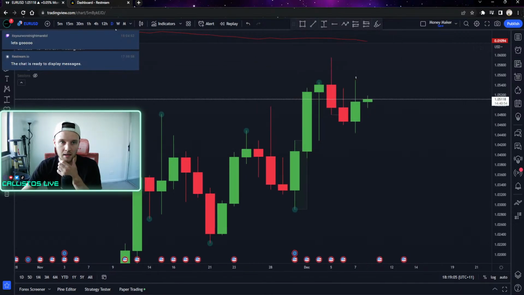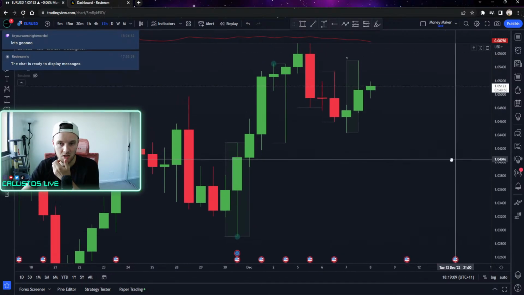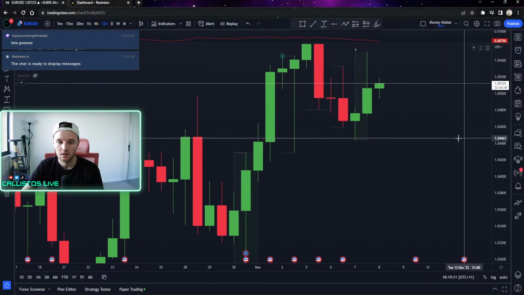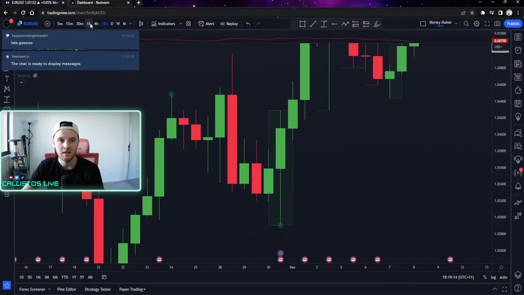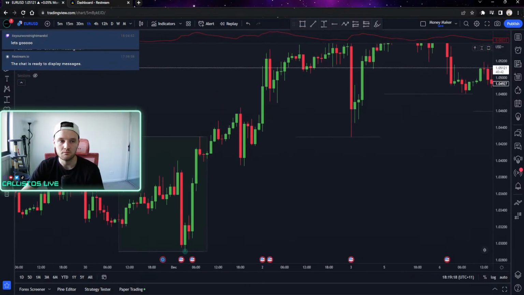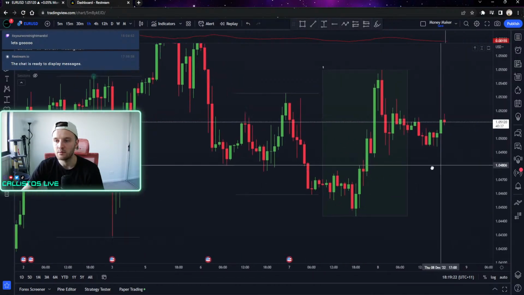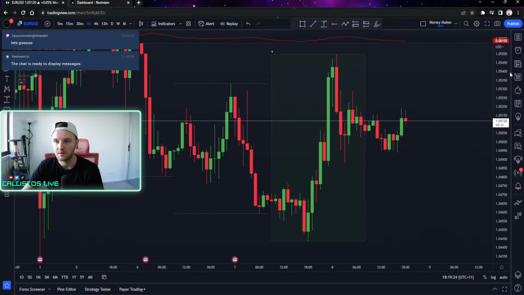So that's what I'm going to be looking at. That's why I'm saying I feel like Euro USD could be bullish in here at this point. So we're going to keep an eye on that to see if we get anything, if we're able to capture anything here on Euro USD today.